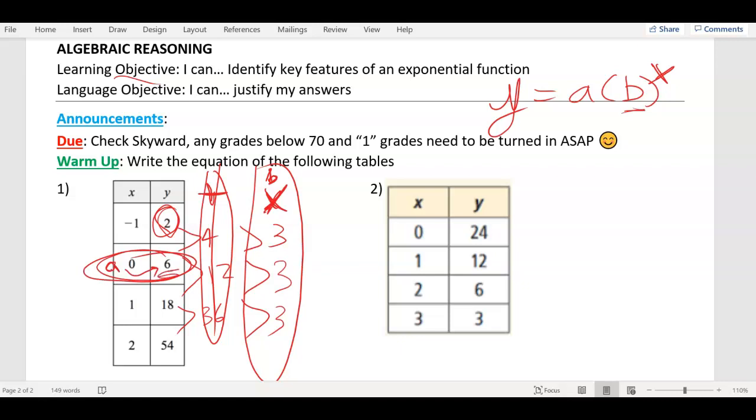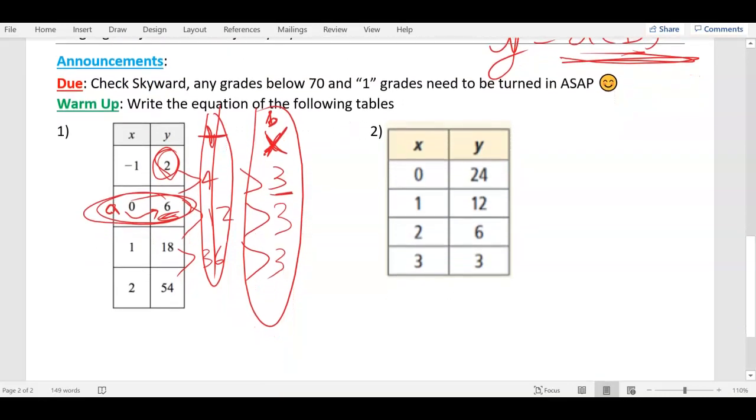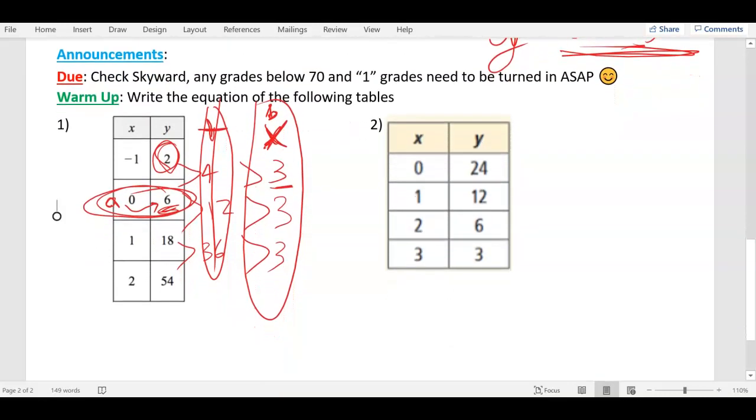So if I know a is 6 and I know b is 3, can I write my equation a times b to the x? Yes. So let's do that down here. y equals a times b to the power of x. So what am I going to write? What's my a value? Okay, y equals 6, parentheses, what's my b value? My multiplier, 3, and then I can't forget to put power of x. So that's how I got an exponential equation from a table.